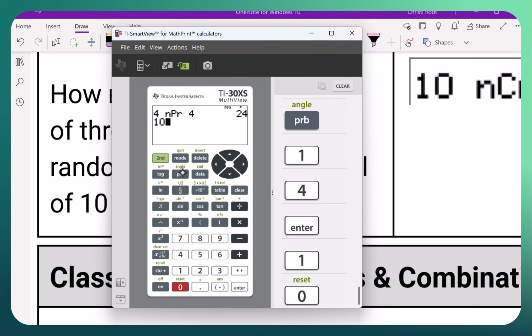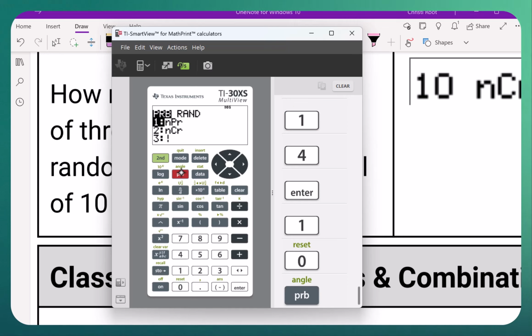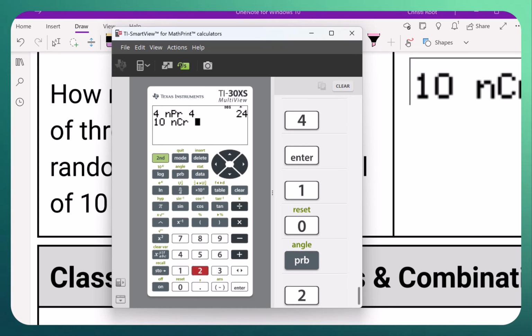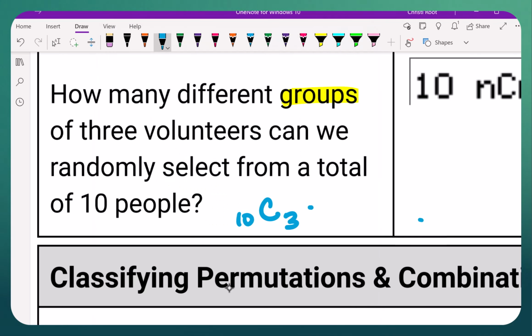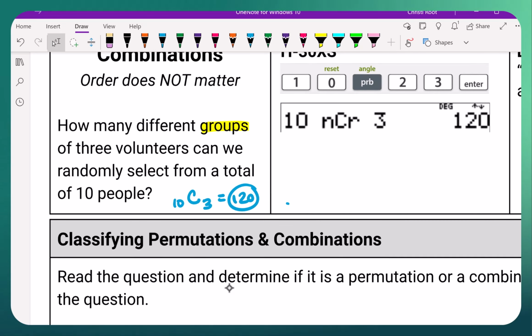Find probability, and you're going to select 2 for combination, and you're going to pick 3 out of those 10, which is 120. And if you ever forget, you can kind of look right there. Those are all your keystrokes on your calculator and how to do it.